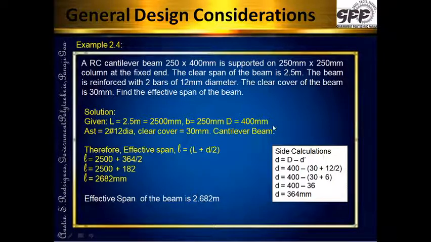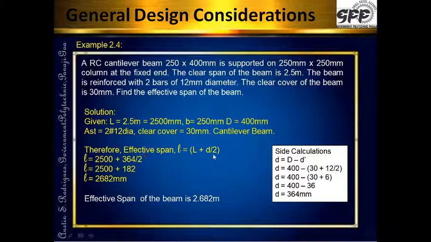The overall depth is given to be 400 mm minus, now effective cover is the clear cover plus half the reinforcement diameter. So it is 30, that is clear cover, plus the bar diameter divided by 2. So we have d is equal to 400 minus (30 plus 6). So we have 400 minus 36, which is coming to 364. So effective depth is 364 mm.